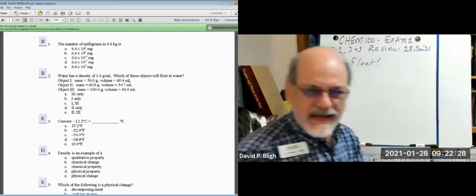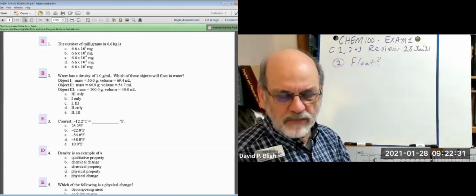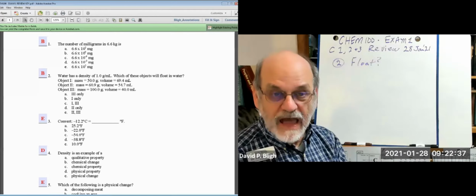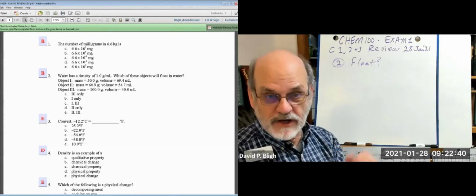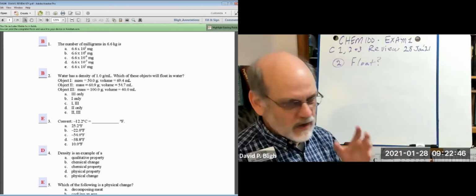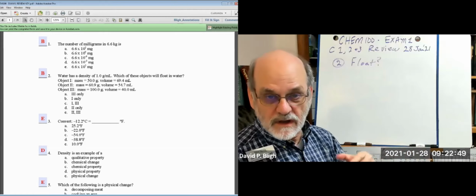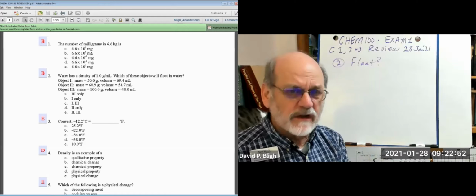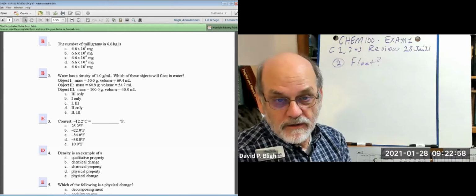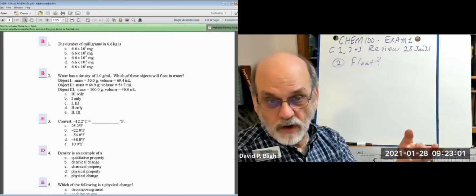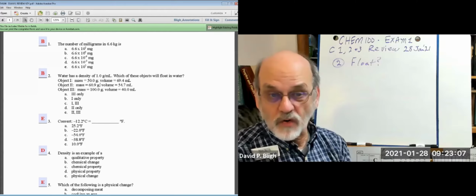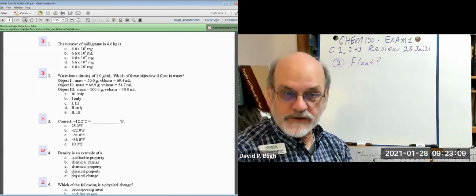Now, the temptation here is to go through the laborious process of calculating the density of each of these objects and getting an actual number. But we're in the middle of a test and we've got to move fast. So if you look at the problem, all you need to know is whether the ratio of mass to volume is greater than 1, less than 1, or even equal to 1. We don't need to know the exact value. We just need to know what the ratio is.